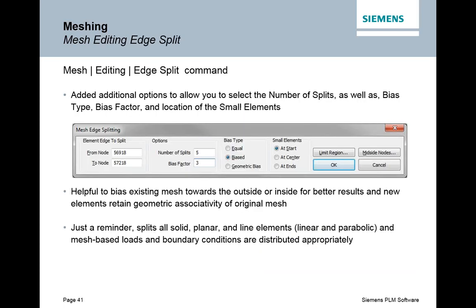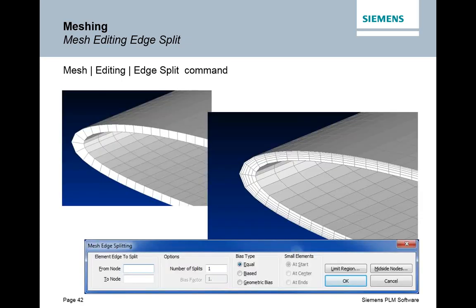The edge split command was given a few more options. Instead of just splitting it, you can now define the number of splits. So I'll jump to an example. If you have this model here where you want to put more elements to a thickness, you don't have any geometry from which to reset the mesh sizing on to bump up the number of nodes through the thickness, you can go ahead and do that with the mesh edge splitting. It's a really useful feature.